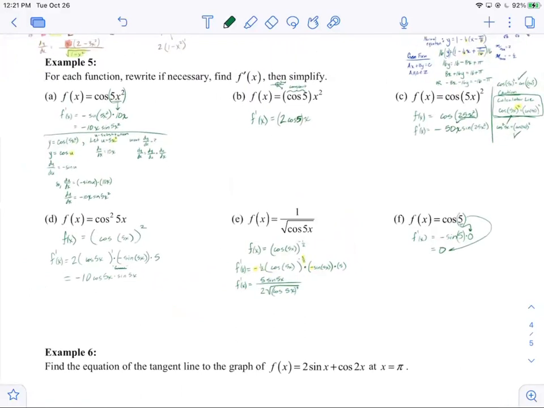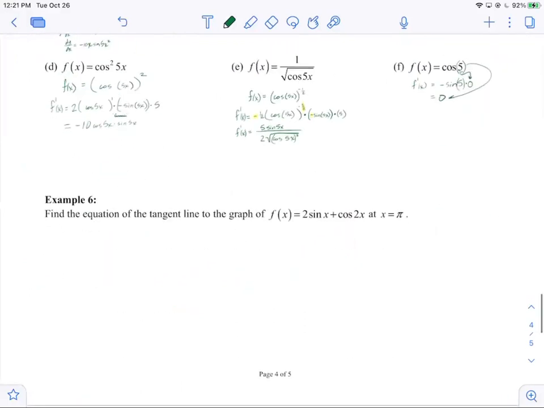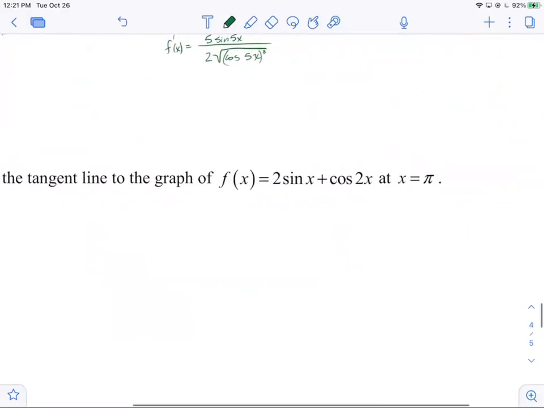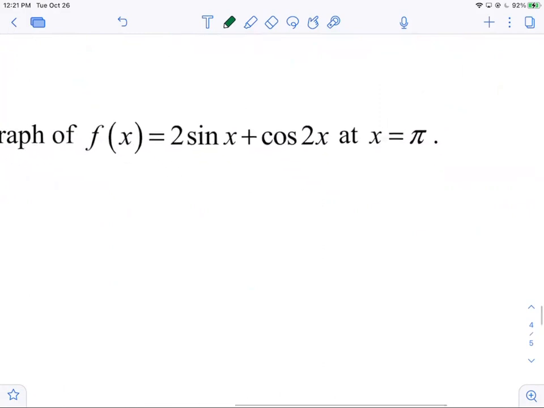Questions on number 5? Number 6. Very similar to the warm-up, but easier because we only do the tangent line. Find the equation of the tangent line to this graph at pi. All right. I think this is another one for y'all and y'all alone. On your mark, get set, go.